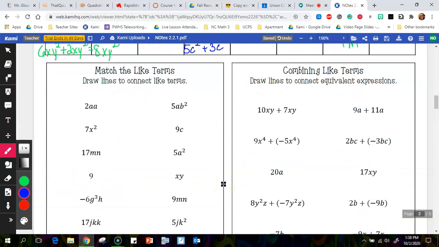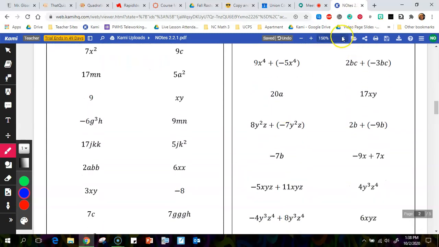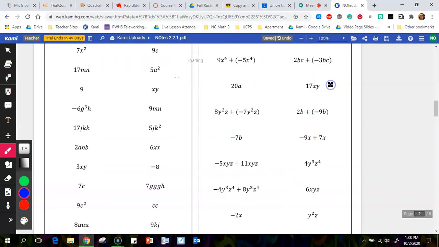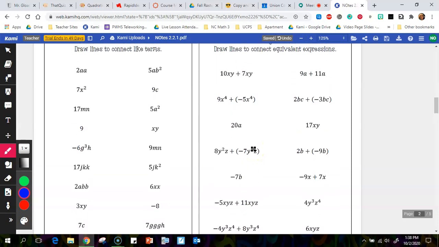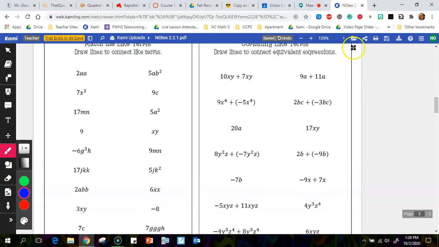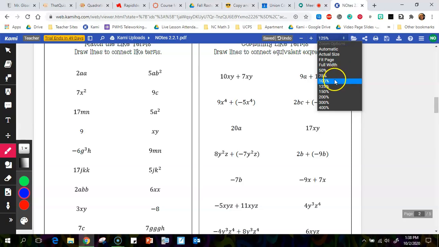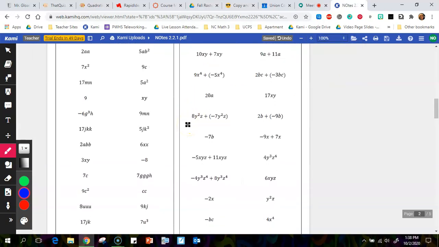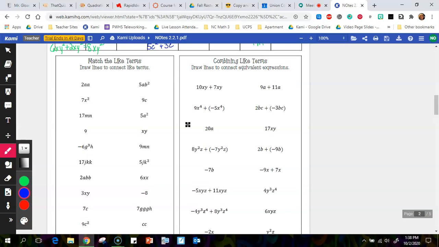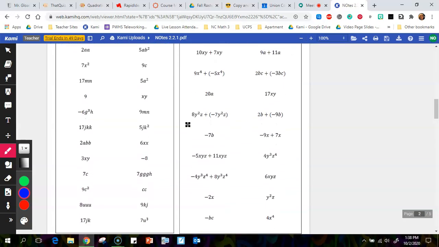All right, let's look at our matching down here. I need to make this a little bit smaller. Let's see if we can, you still can't see the whole thing. Good grief, let me make it 100. Okay. All right, so we're supposed to match like terms. So we're going to draw lines to match like terms. So 2AA.